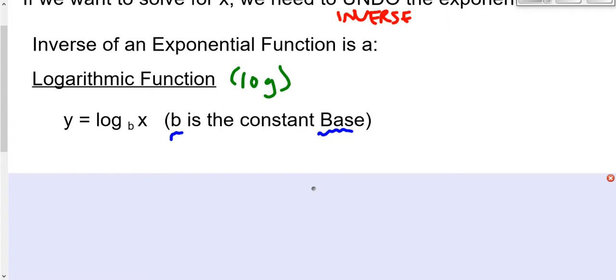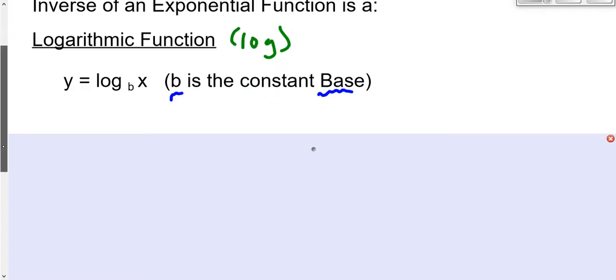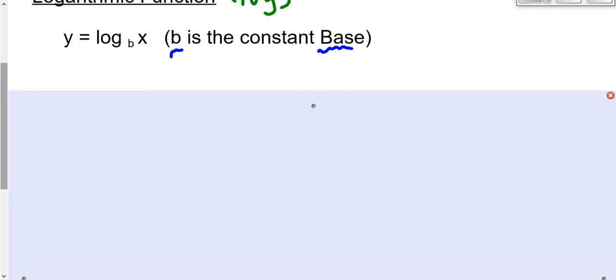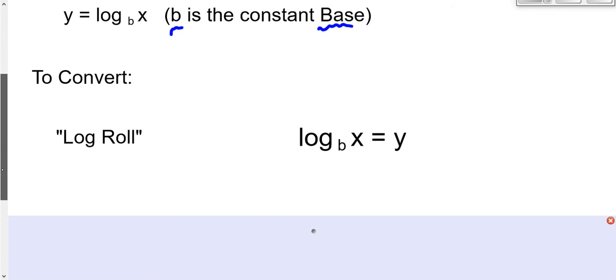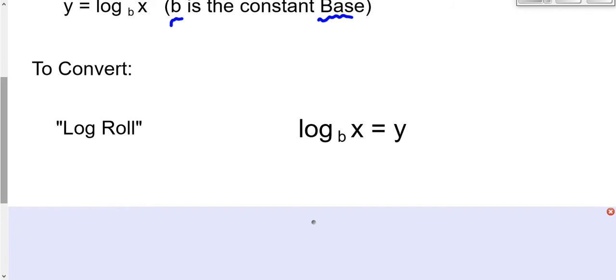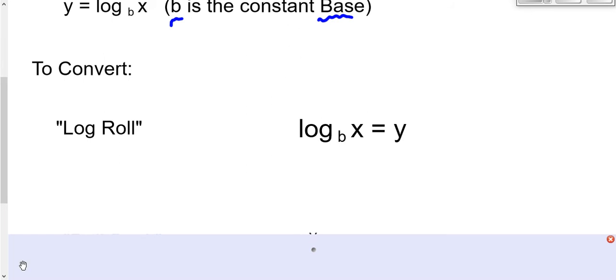So let's go ahead and see how logs are tied to exponential functions. And we can see how they're tied together if we figure out how to convert between them. So if we want to convert between a log function and an exponential, let's say we're starting with a log function. We actually convert the log function with something called a log roll. It's a good way to remember how to convert this log function into an exponential. So a log roll says whatever our base is, we have our base b. We're going to raise it to the power of y.